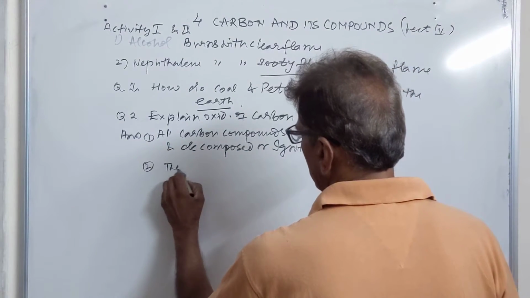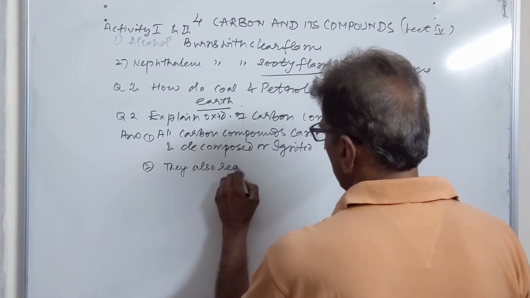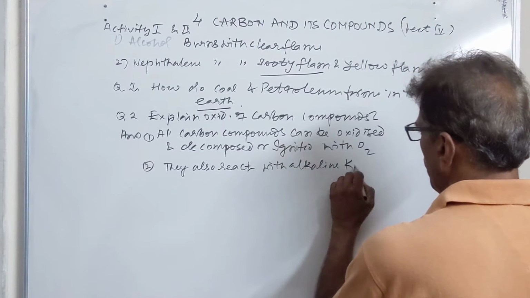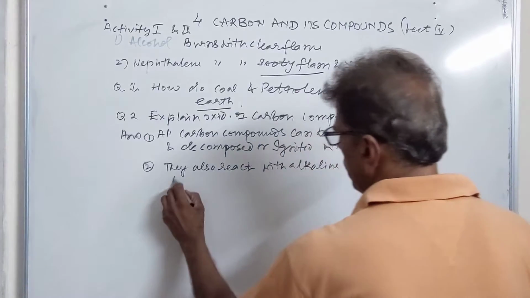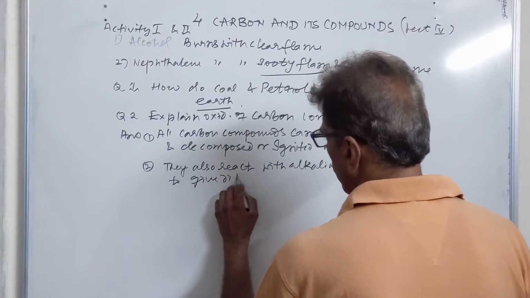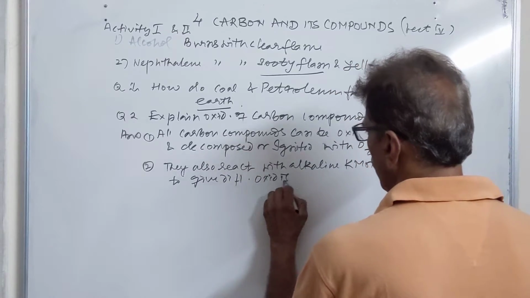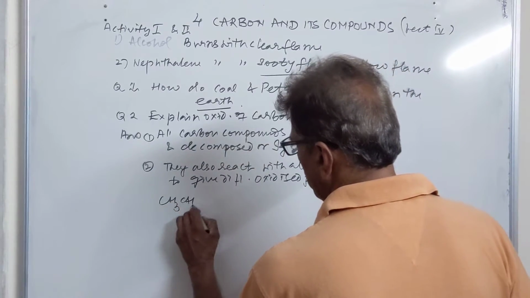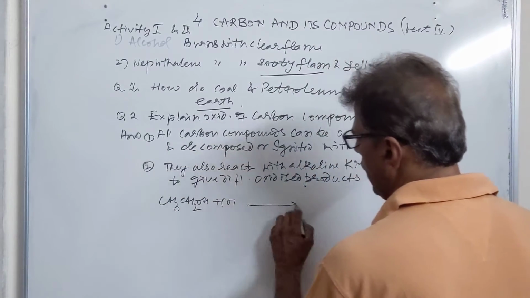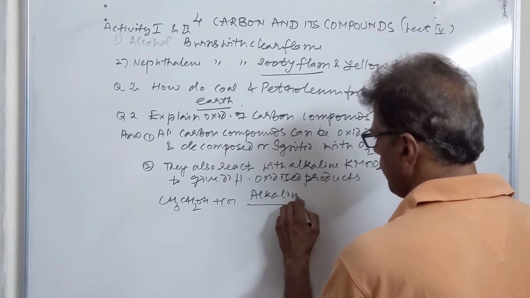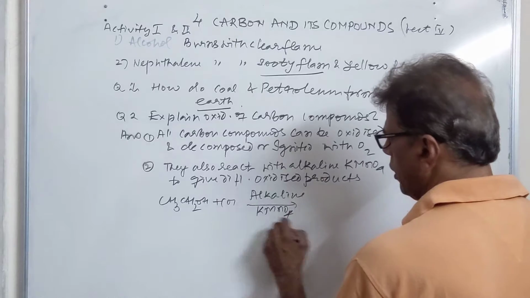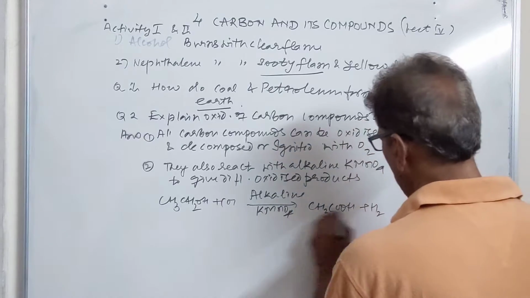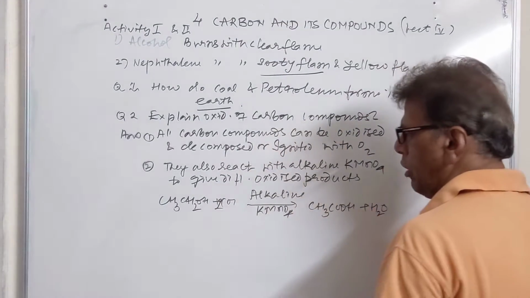Secondly, they also react with alkaline KMnO4 to give different oxidized products. For example, when ethyl alcohol is treated with alkaline KMnO4, it supplies nascent oxygen and converts ethyl alcohol into acetic acid, and water is produced in this reaction. So we have two oxygens obtained here.